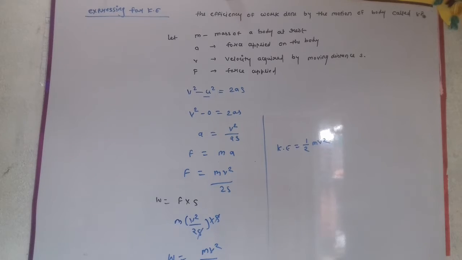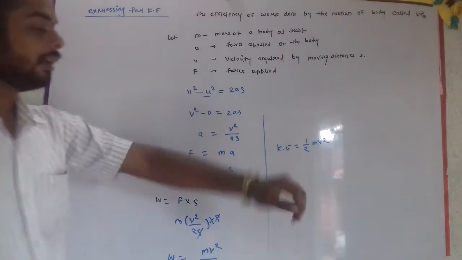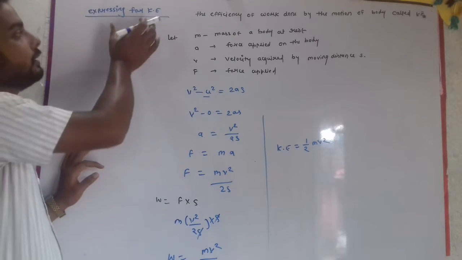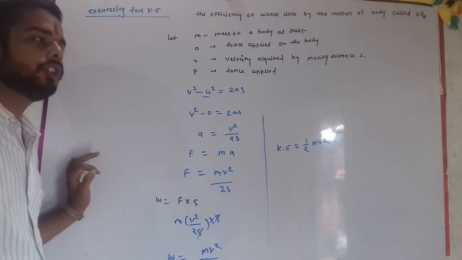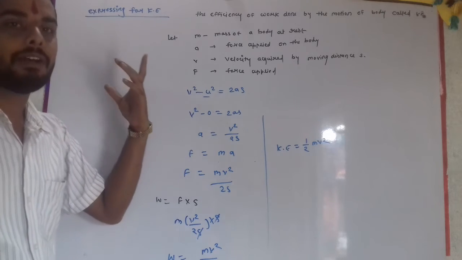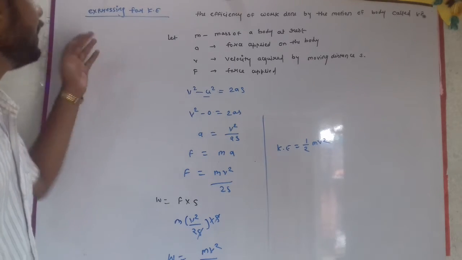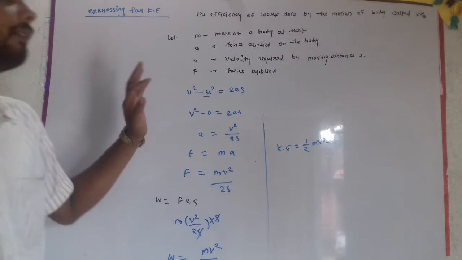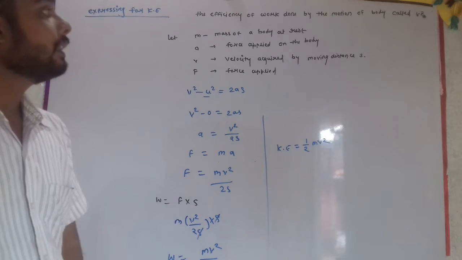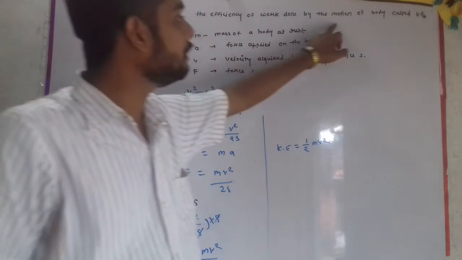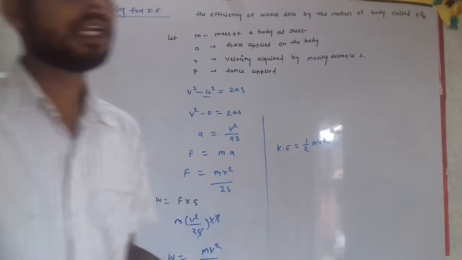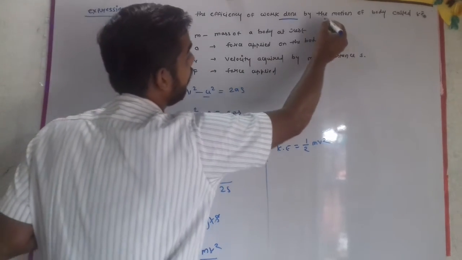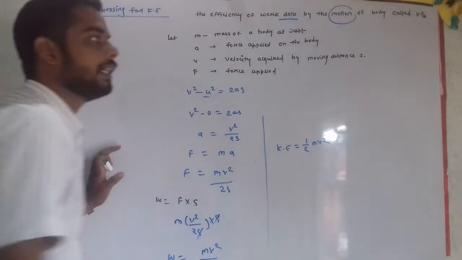Now we will see another derivation regarding work, energy and power. This is also important: the expression for kinetic energy. A question will come like this: what do you understand by kinetic energy? Derive the expression for kinetic energy. We have studied in 10th and 11th class that the capacity of doing work is energy, but due to the motion of a body it is called kinetic energy.